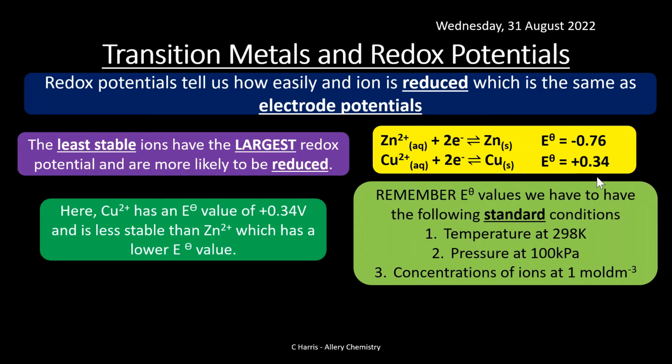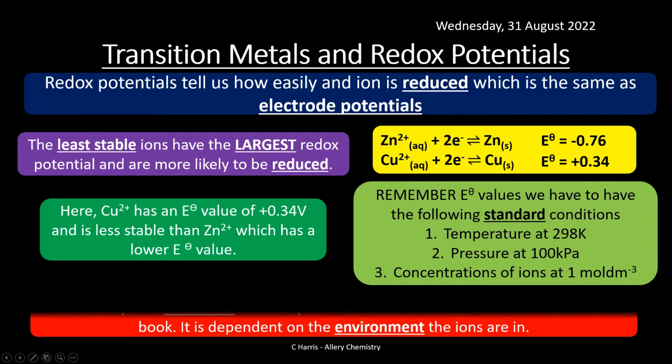Remember, these E0 values have to follow a standard set of conditions. That's what the little naught symbol means, it's theta. Temperature is 298 Kelvin, pressure 100 kilopascals, and the concentration of the ions is 1 mole per decimetre cubed.